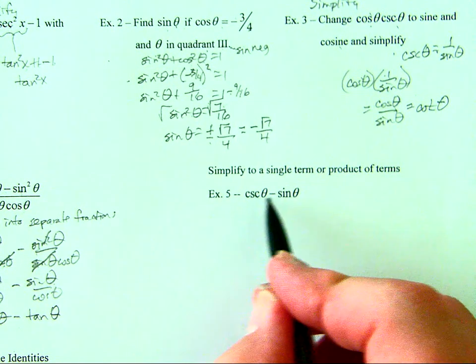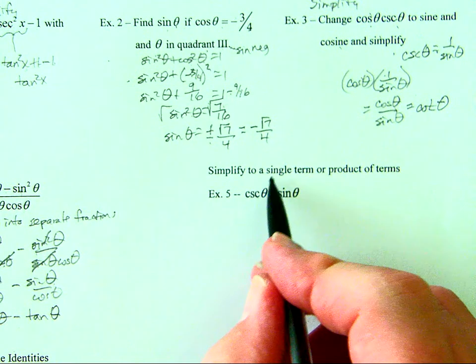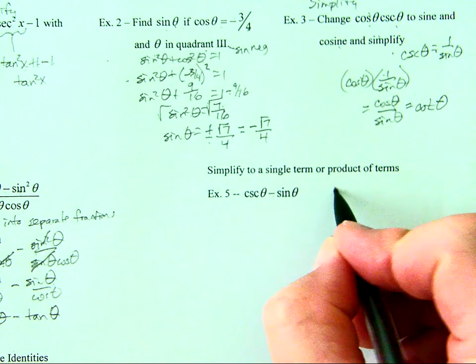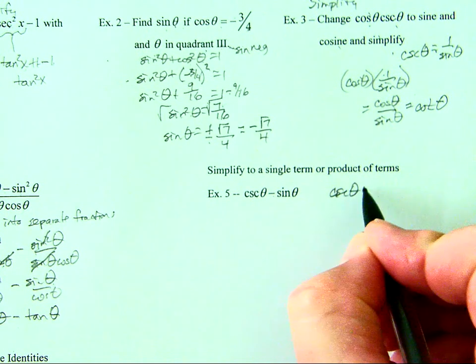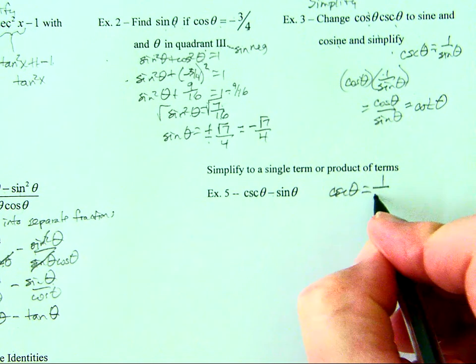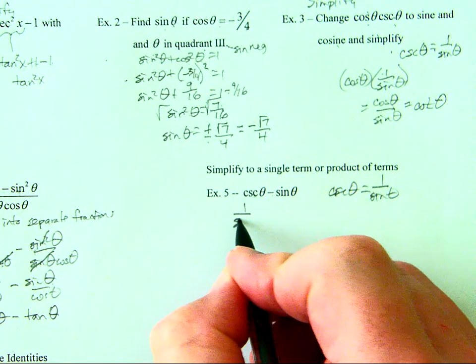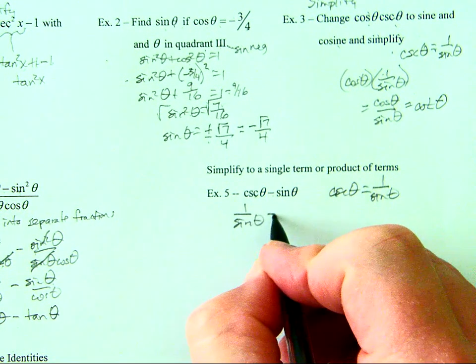Well, we have cosecant minus sine. Now it says a single term, so we would like to combine those. Well, we know that cosecant, by our reciprocal identity, is 1 over sine. So let's change cosecant to 1 over sine minus sine.